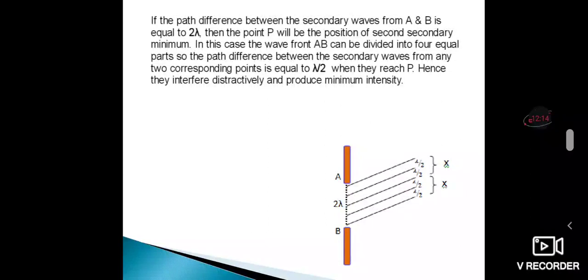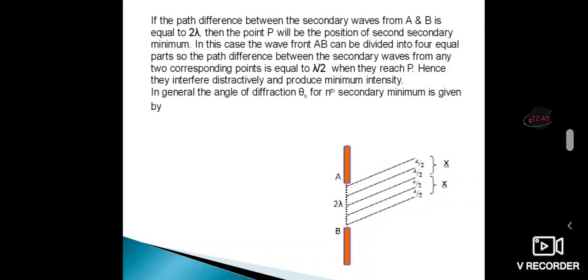Then they will reach the point P. Hence they interfere destructively and produce the minimum intensity. How do they interfere destructively? Lambda by 2 and lambda by 2: the first two get paired, so both values cancel each other. Similarly, the last two, again lambda by 2, also cancel each other. Therefore you get 0, that is the minimum intensity produced in this case.